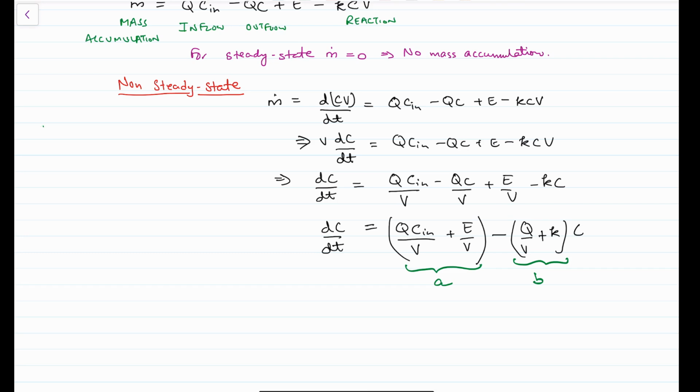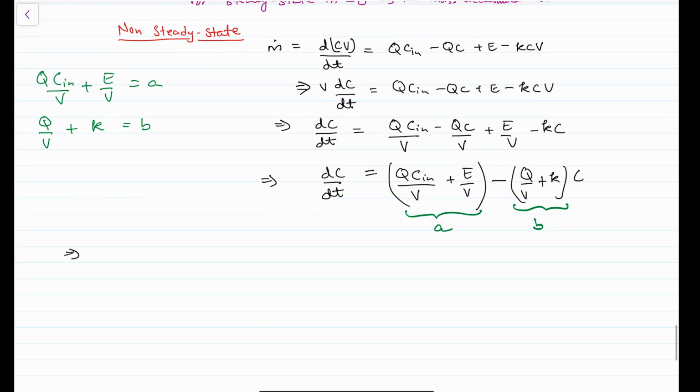So I'm saying Q C in over V plus E over V is equal to A, and Q over V plus k is equal to B. So we get dC over dt is equal to A minus BC.